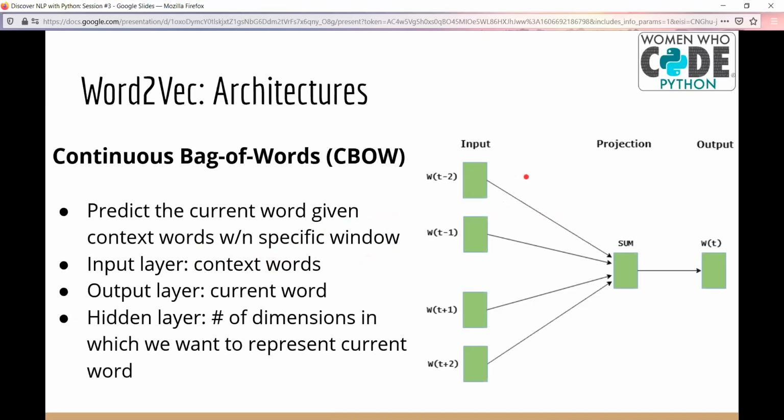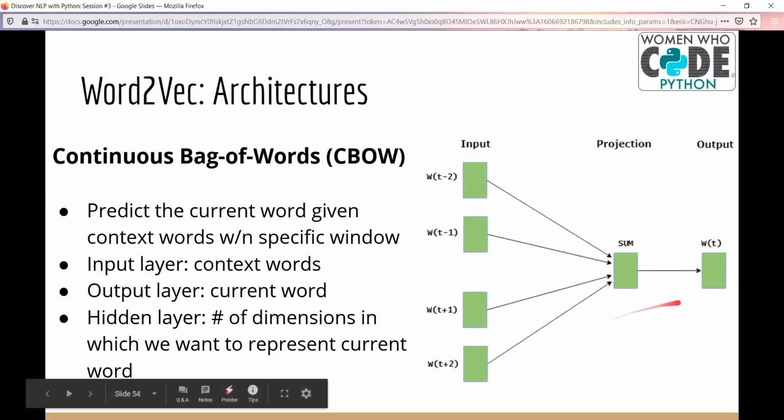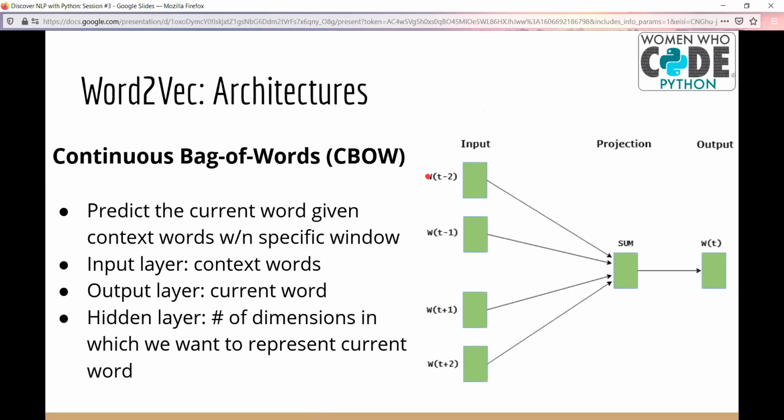So this is a neural network explaining how continuous bag of word models work. There is the input layer, which is the context words, and then there is the output layer, which is the current word. We want to predict this word given we already have the sequence of these words. And there are the hidden layers, which is the number of dimensions in which we want to represent our current word. All these things together form the continuous bag of word models. So on a high level, there are these input words, and we are going to combine those to form the output word.